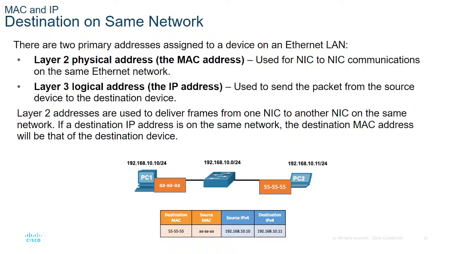Okay, so layer 2 addresses are normally used to deliver frames from one network card to another. That is physical addresses. If a destination IP address is on the same network, the destination MAC address will be that of the destination device. So you have MAC address of source, IP address of source being sent to MAC address of destination and IP address of destination. So normally when it comes to those frames that are being exchanged, they'll have both those types of addressing. One has been added on the link layer, that is the physical address, and the other one was added at the network layer, which was the IP address.